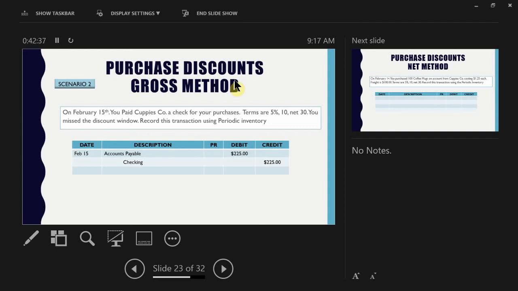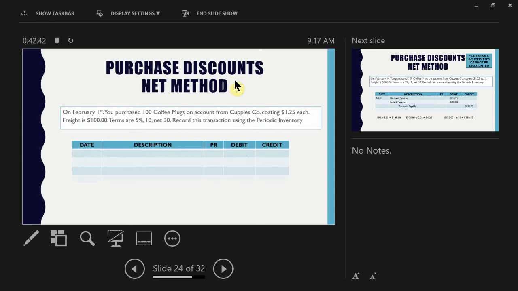Now, let's look at the other one instead. Okay, so now we're going to look at the net method. Okay, so same scenario, except now we're not looking at the gross method, we're looking at the net method. So here on February 1st, I purchased 100 coffee mugs from Cuppy's Co. on account. Okay, and again for $1.25 each. Freight cost me $100. Terms 5%, 10, net 30.